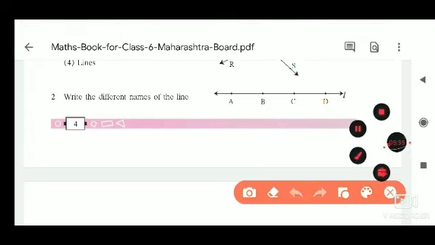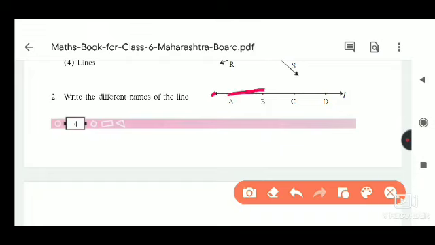So how will we write the name of this line? You can read it as line AB, because we have to read any two points. AB also extends in this side and that side also. So we can read it as line AB.